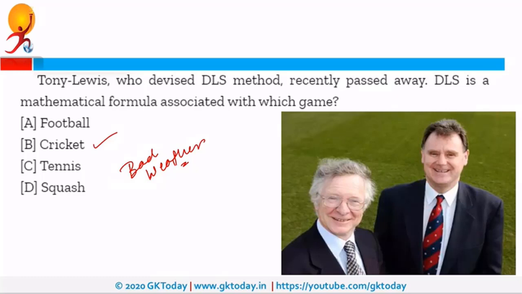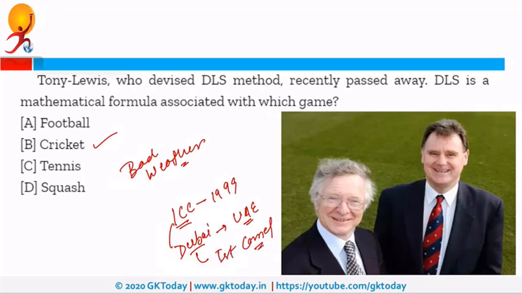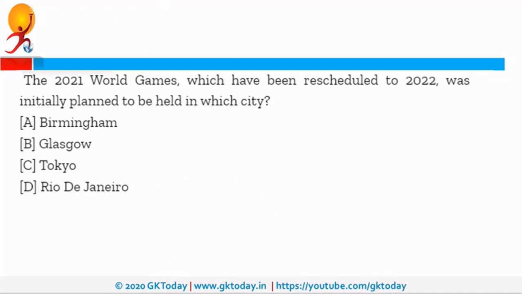And this method was adopted by ICC in 1999. ICC stands for International Cricket Council. The headquarters of ICC is in Dubai. Dubai is in UAE. Recently, Dubai was in news as world's first camel hospital was started in Dubai. So Mr. Tony Lewis is from England.